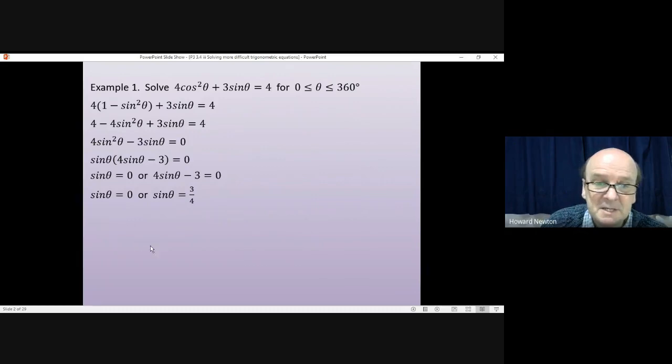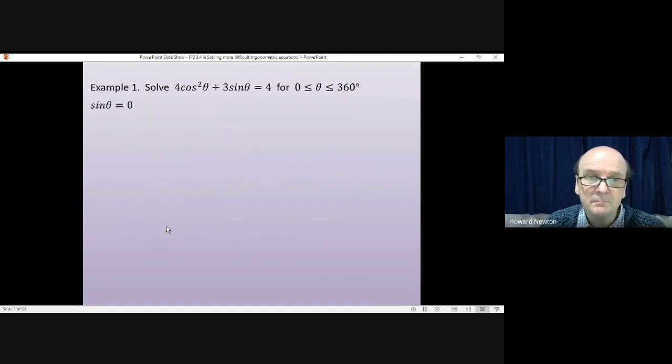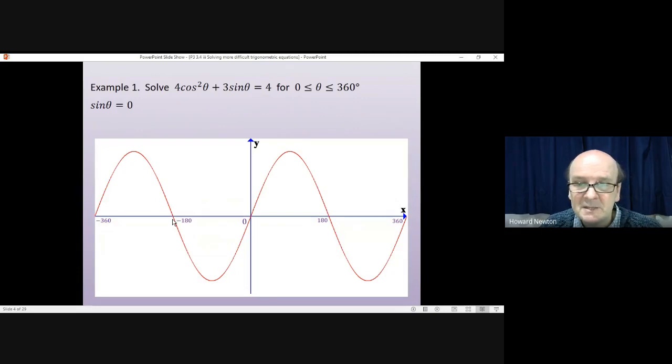So we'll look at sine theta equals 0 first of all. I think the best way to solve this is just to draw a very quick sketch of sine theta. And that's what sine theta looks like. Now we want to know when sine theta equals 0 in the range 0 to 360. So we're only looking at the right-hand half here between 0 and 360 degrees. And we want to know when the curve equals 0.